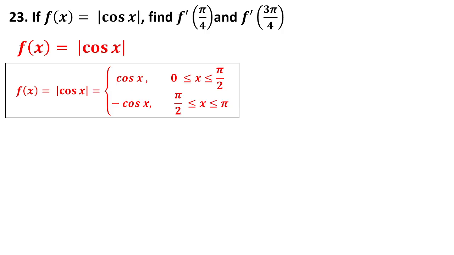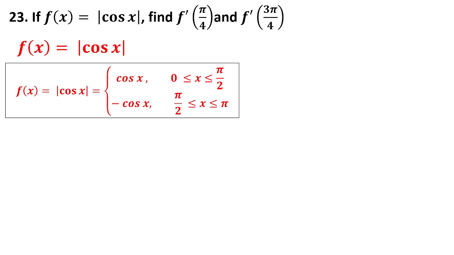Just like mod x is x for x greater than 0, minus x for x less than 0. But all of you know that it is negative in the other quadrant also. But I have not taken it because in the question it is asked only for the first quadrant and the second quadrant. Now the idea is very simple.